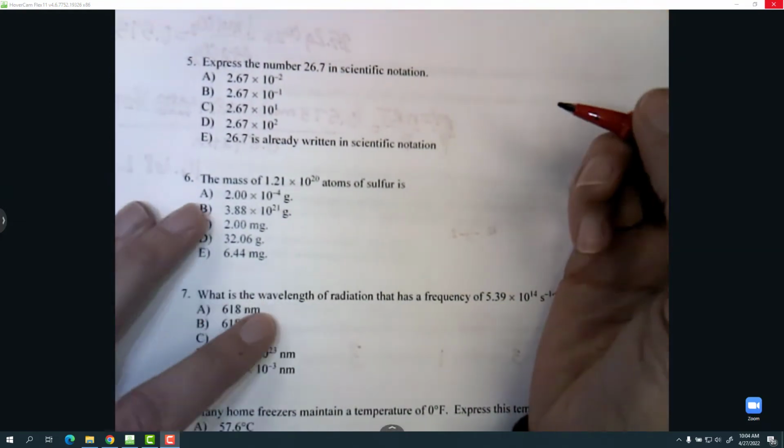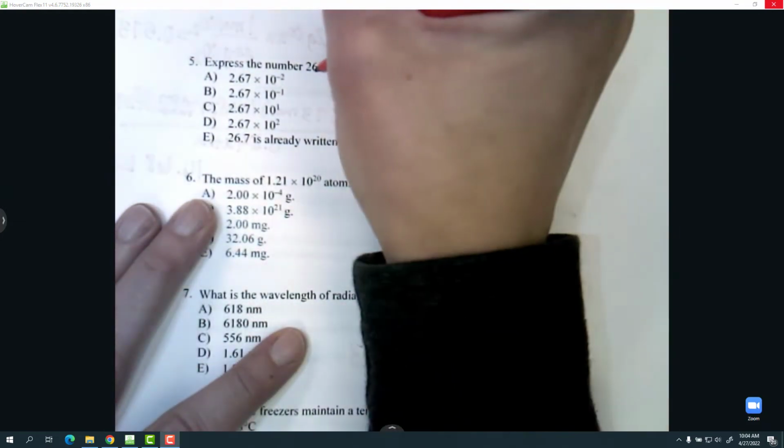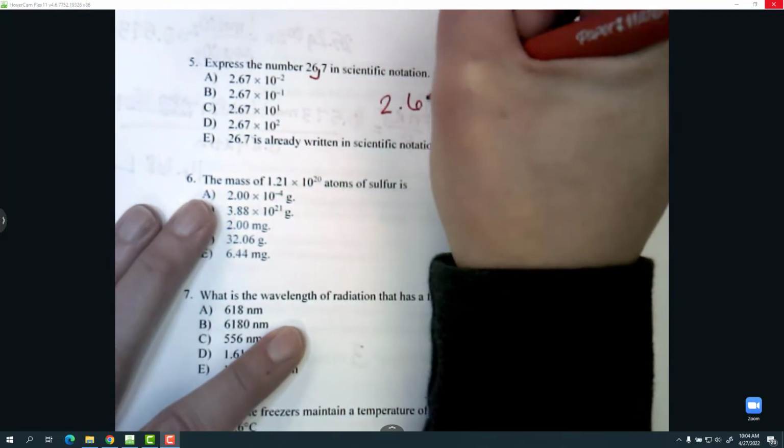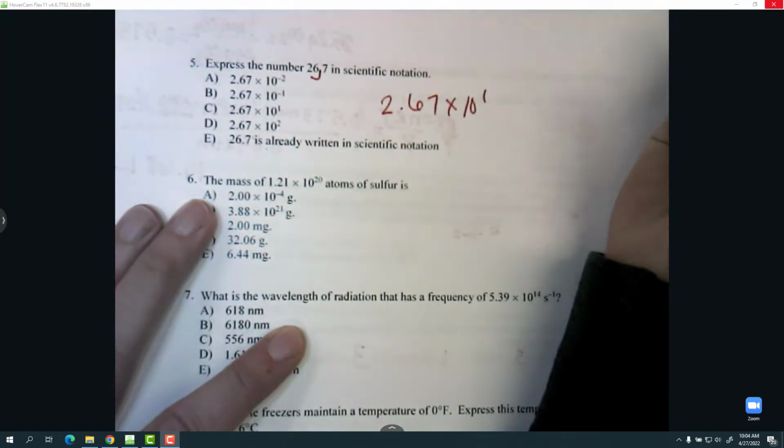Moving on to page 2. Okay, express the number in scientific notation. I only need to move the decimal 1 place, so 2.67, and so 10 to the just first power.